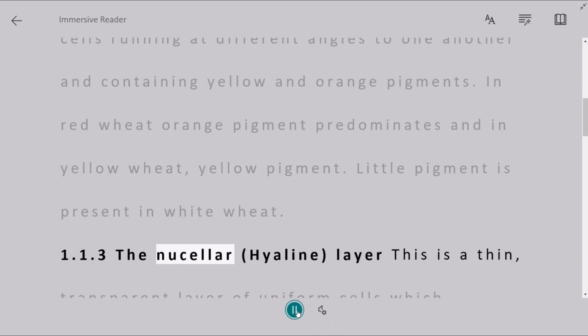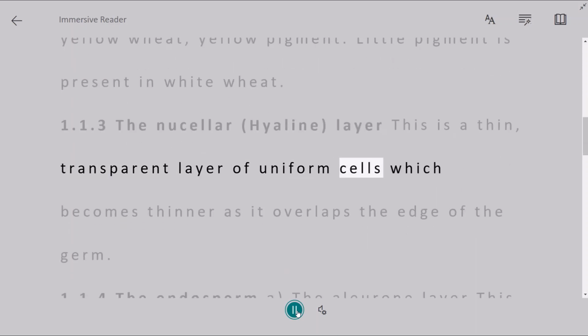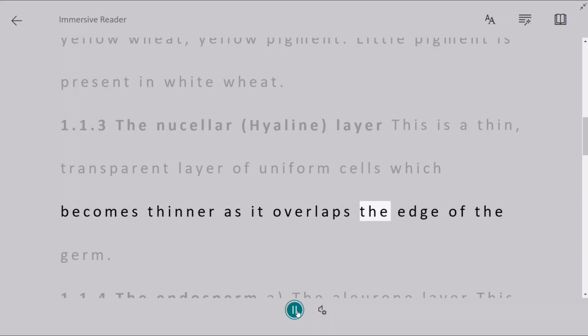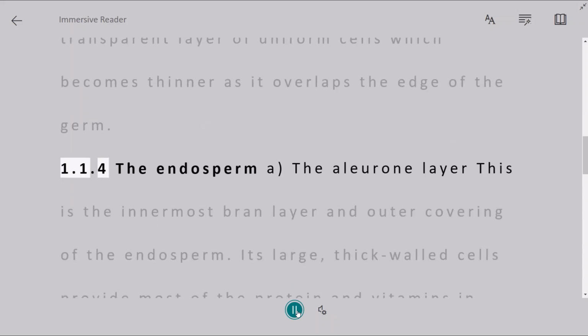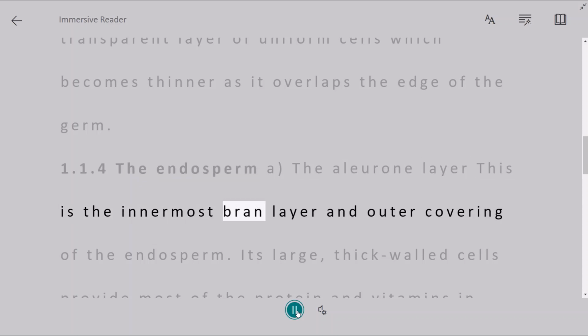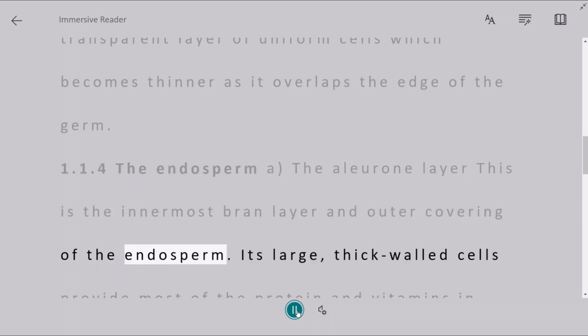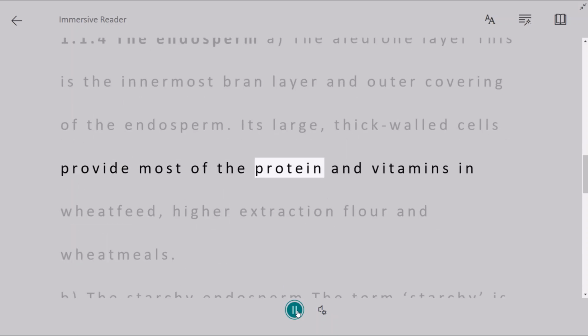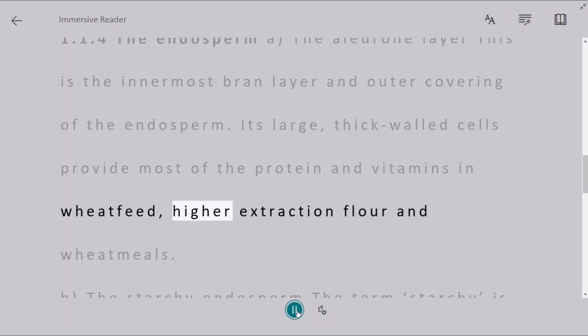1.1.3 The nucella, hyaline, layer. This is a thin, transparent layer of uniform cells which becomes thinner as it overlaps the edge of the germ. 1.1.4 The endosperm. A, the aleurone layer. This is the innermost bran layer and outer covering of the endosperm. Its large, thick-walled cells provide most of the protein and vitamins in wheat feed, higher extraction flour and wheat meals.